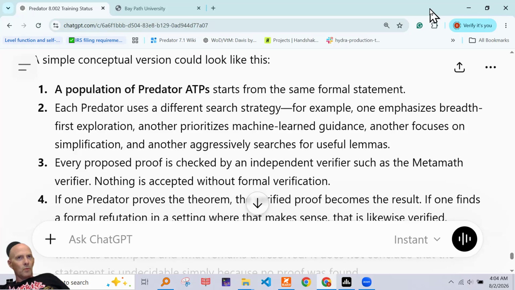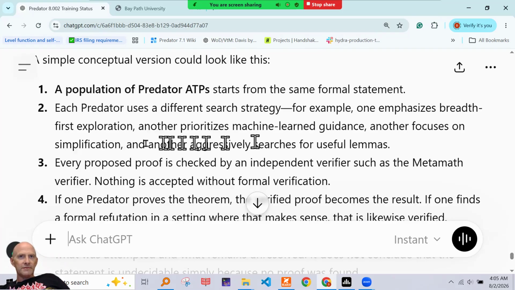Otherwise, why have different copies of them? So basically, the idea is one of them will use machine learning, one of them will use brute force, one of them will use pre-existing information that's in literature, or whatever.